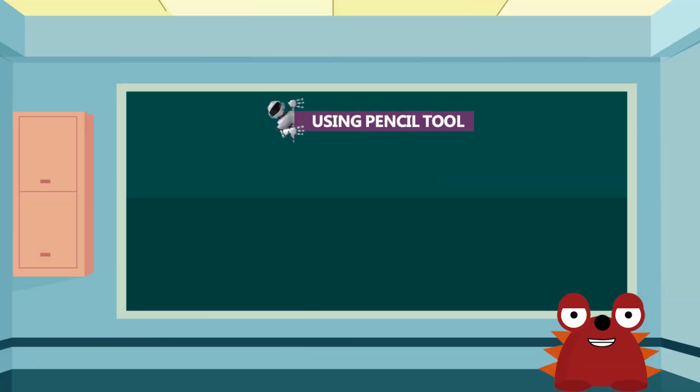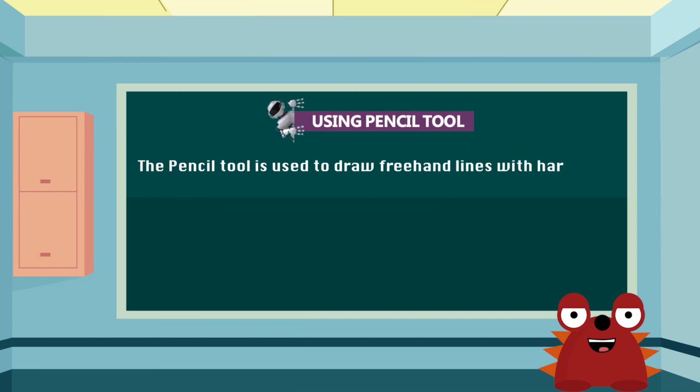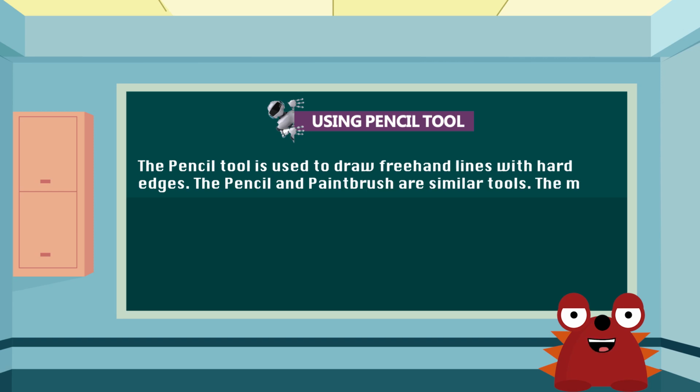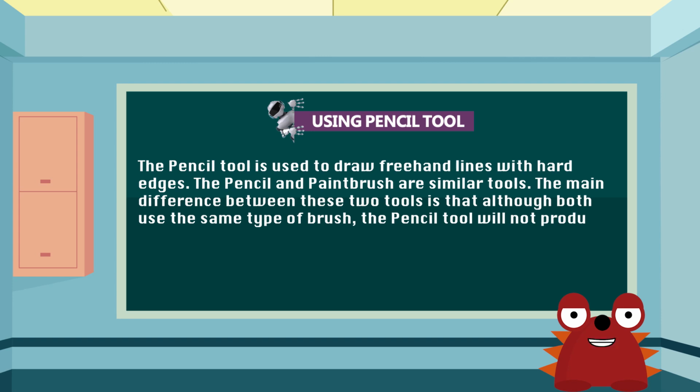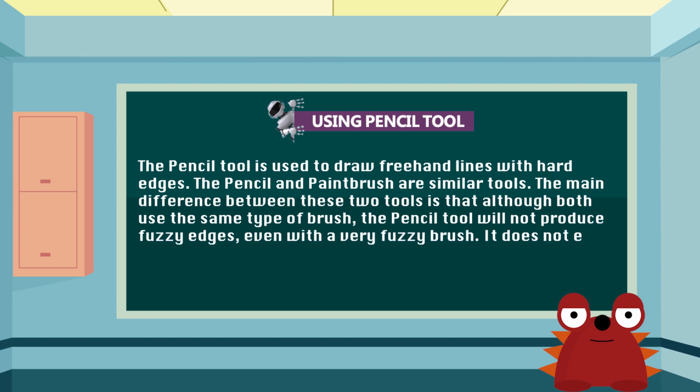Let's learn about using the Pencil tool. It is used to draw freehand lines with hard edges. The Pencil and Paintbrush are similar tools. The main difference between these two tools is that although both use the same type of brush, the Pencil tool will not produce fuzzy edges even with a very fuzzy brush. It does not even do anti-aliasing.